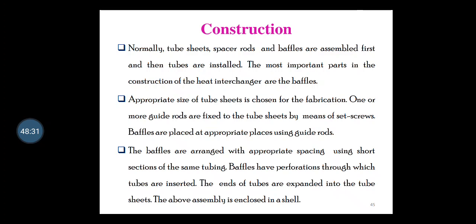Normally, the tube sheets, spacer rods and baffles are assembled first and then the tubes are installed. The most important parts in the construction of the heat interchangers are the baffles. Second, an appropriate size of tube sheets is chosen for the fabrication. One or more guide rods are fixed to the tube sheets by means of set screws. Baffles are placed at appropriate places using guide rods.